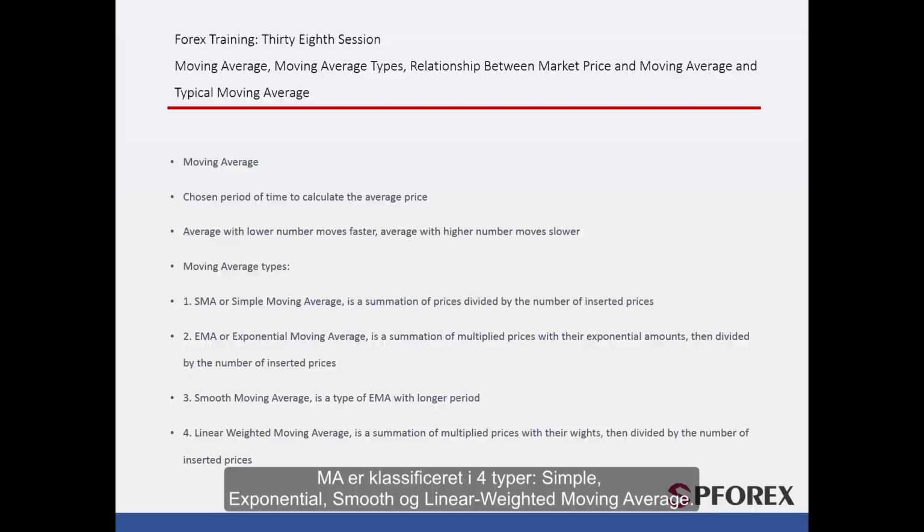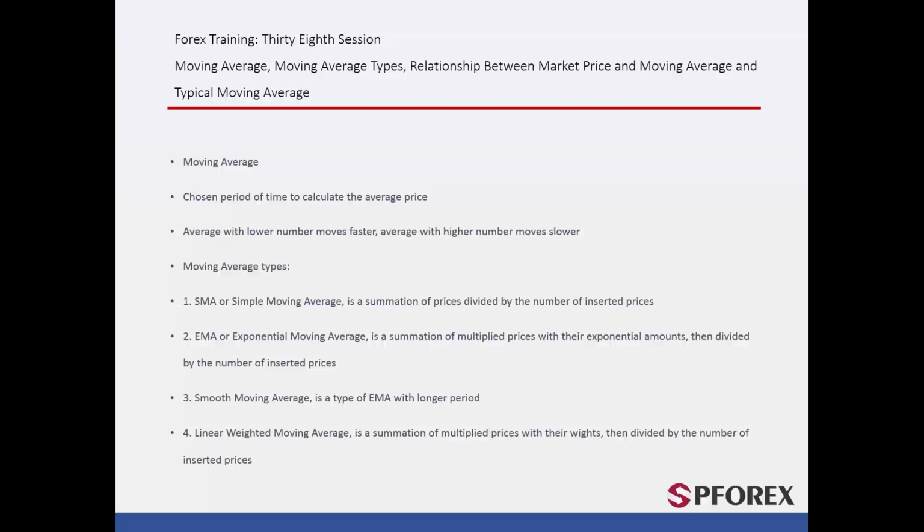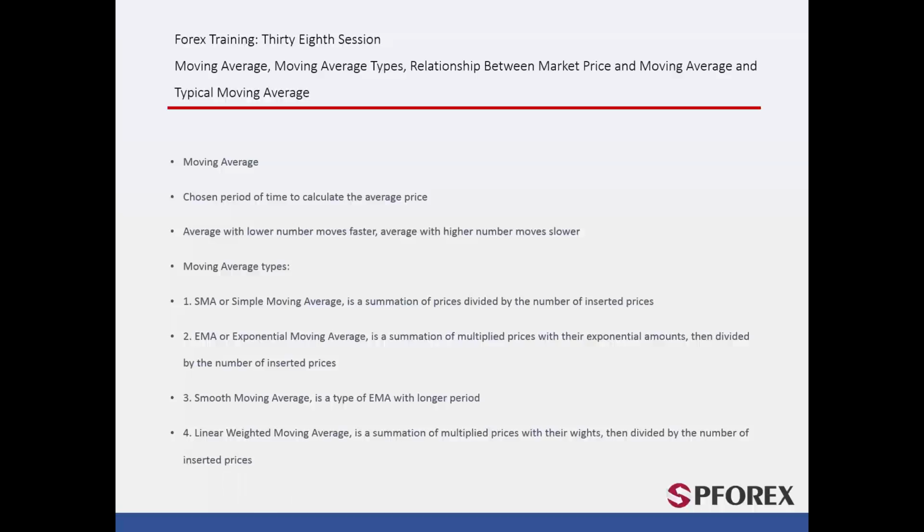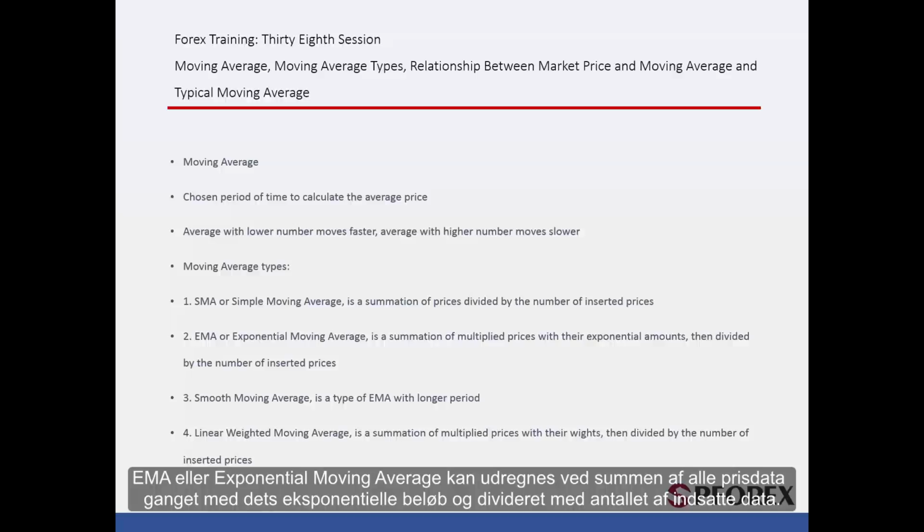MA is classified into four types: simple, exponential, smooth, and linear weighted moving average. SMA, or simple moving average, can be derived from the summation of price data divided by the number of data inserted. EMA, or exponential moving average, can be calculated by the summation of each price data multiplied by its exponential amount and divided by the number of data inserted.